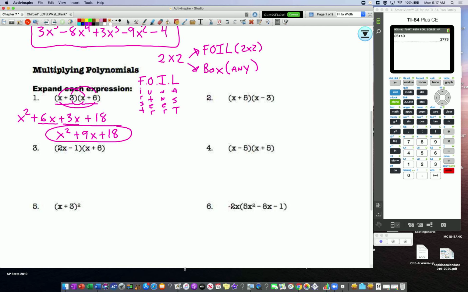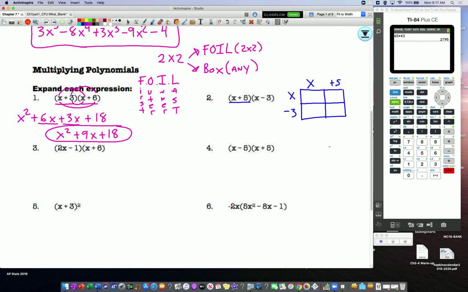Just to show you the box method, how the box method works is you actually make a box. Okay? So I take one of the polynomials, like the first one, and I write it across the top, and I separate the terms. So I have x and a positive 5. Draw a line to separate the two. Then along the side, I had x and I had minus 3.